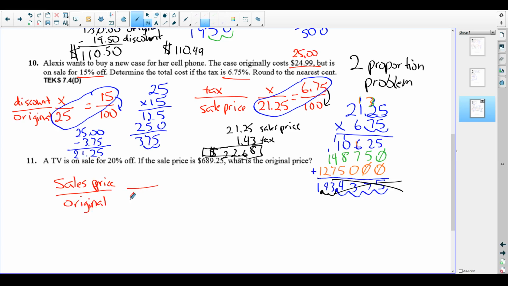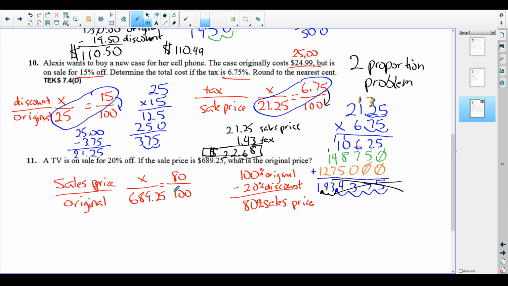What makes this one harder is that we didn't pay 20%, right? It's 20% off. So we need to figure out what percentage did we actually pay. So we'd say if 100 is the original, and that's percentage, and 20 is the discount. So if we took the difference between them, we would get an 80% sale price as a percent. These are all percents. So instead of putting 20% here, we actually want to put 80%.